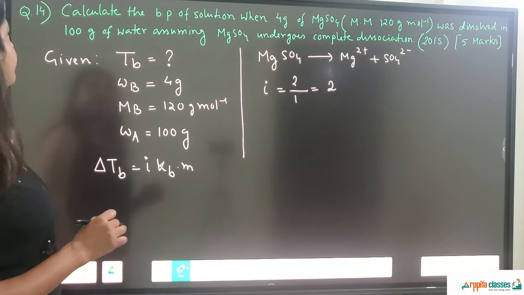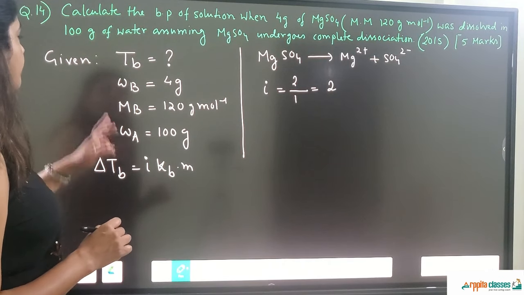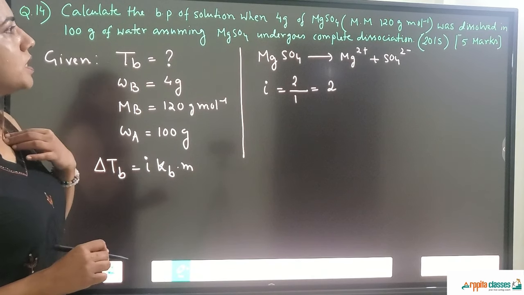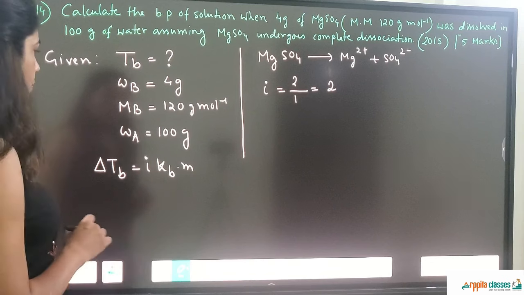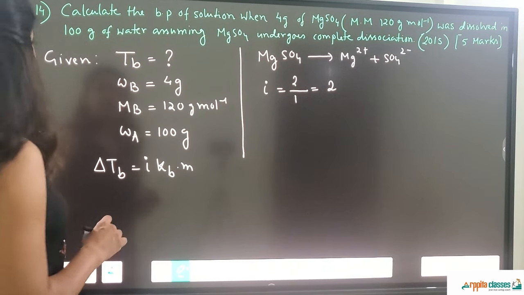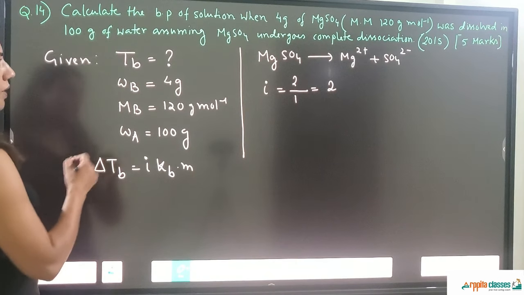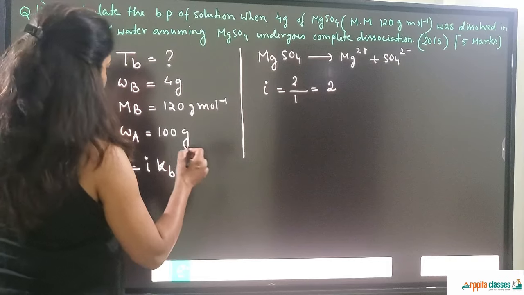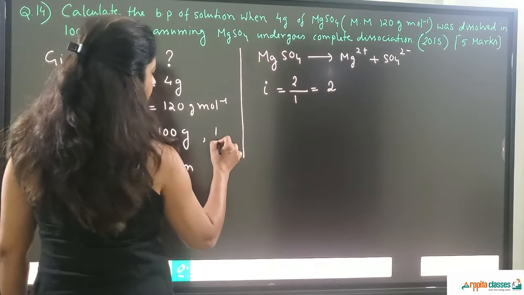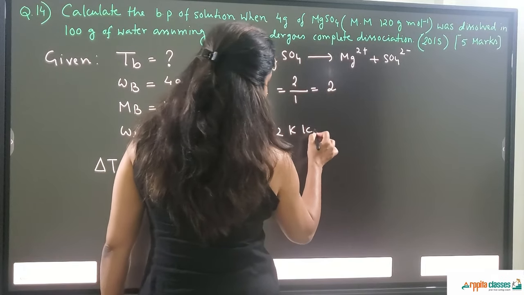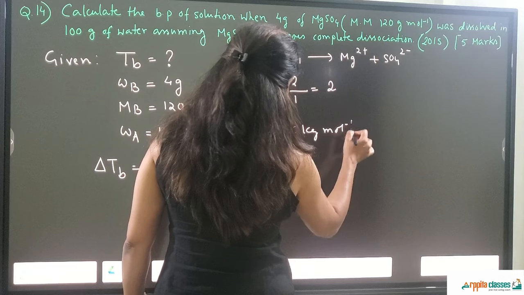Okay, so now TB of the solution we should get, and this is aqueous solution dissolved in water. So the value of Kb should be given to us. The value of Kb here is given, that is 0.512. I forgot to write it in the question, so I am just writing it here. Kb is equal to 0.512 Kelvin kg per mole. This will be given to you.